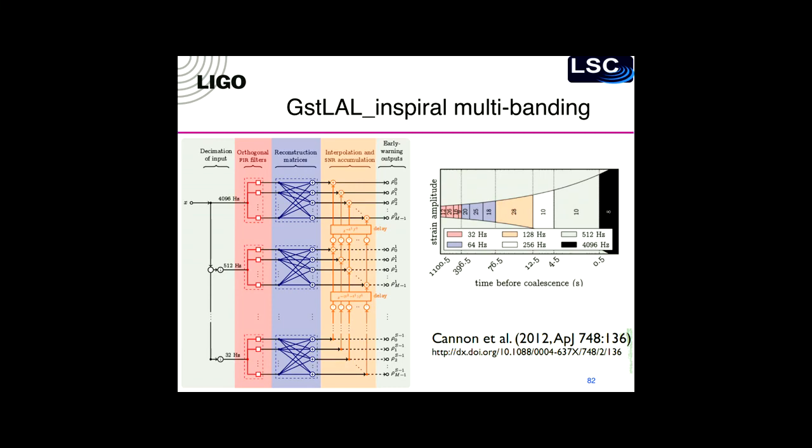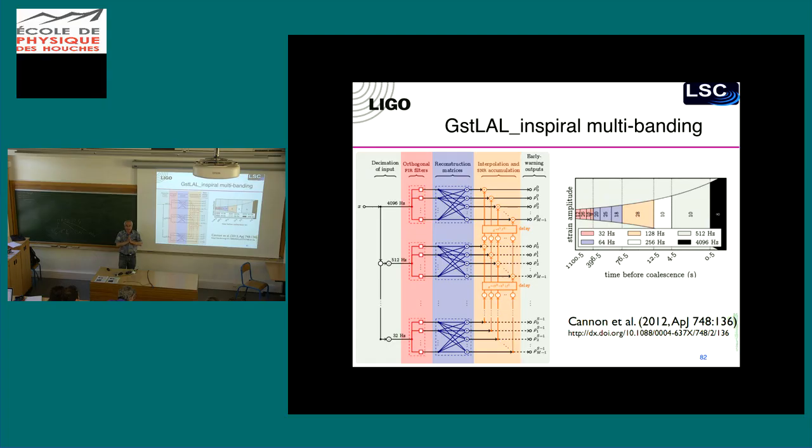Another trick is multibanding. And this is also used by MBTA, which was written by the group at LSC, multiband template analysis. They both use this particular technique, except that MBTA only uses 2 bands, and GstLAL uses 1, 2, 3, 4, 5, 6 bands. So the idea here is this. For a very long time, in a long inspiral, a long BNS or NSBH inspiral, it's essentially a quasi-sine wave at some low frequency, 20, 30, 40 hertz.